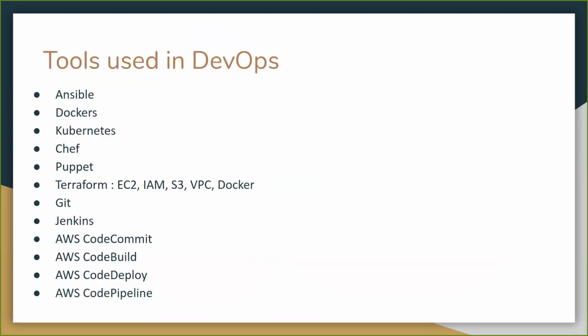So these are some of the tools which are used in DevOps. All of these tools are automation tools. Some are doing configuration management, some are doing orchestration, some are doing clustering. Like Ansible, Docker, Kubernetes, Chef, Puppet, Terraform, Git, Jenkins, AWS CodeCommit, CodeBuild, CodeDeploy, CodePipeline. These are all automation tools.